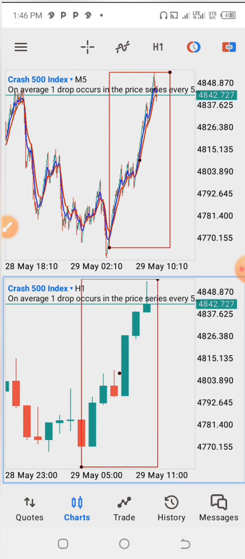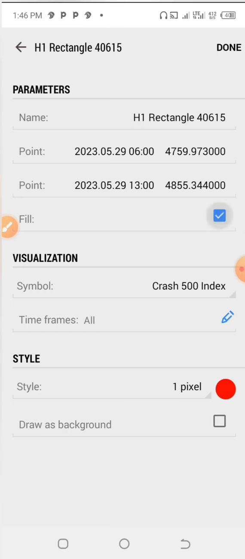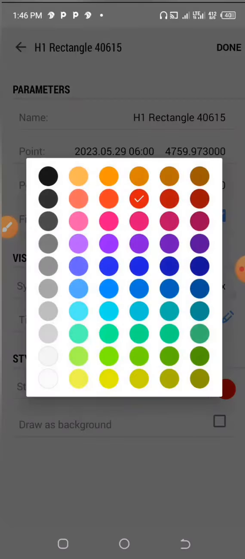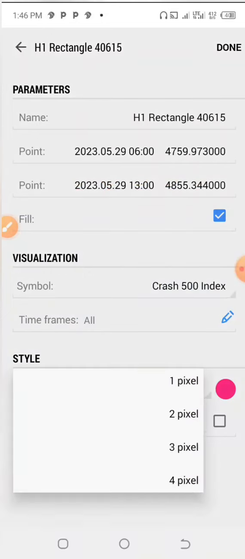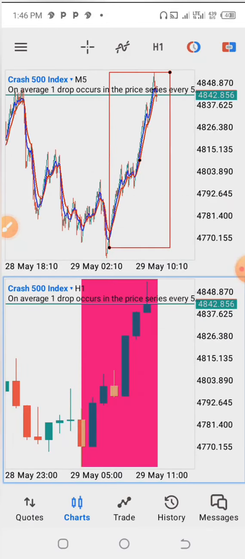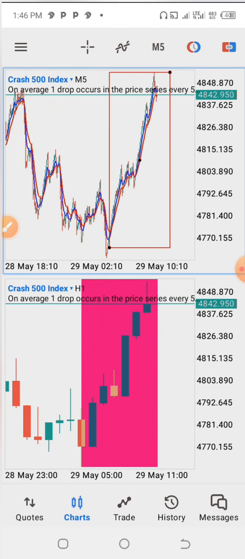So if we talk about this, let me fill one. What color should I use? Okay, let me just use this color now. Good. Did you see it now? Do you see what I just showed you? So this is what you have here. It helps you to see the move. This is your 1 hour time frame.